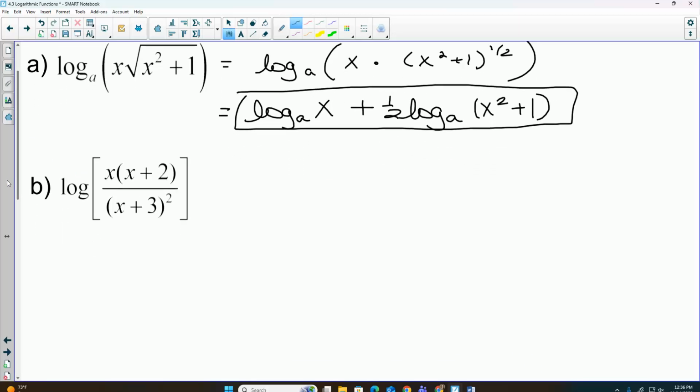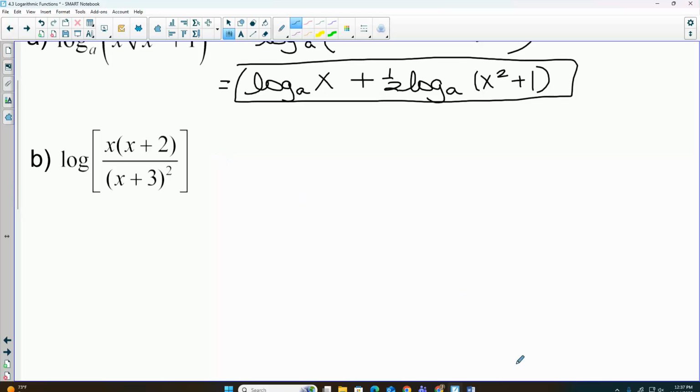All right, why don't you guys try B? There wasn't a base written on this log. That's okay. Anytime there's not a base, it's assumed to be 10. If it's not written on the original, you don't have to write it. If there is a base written, you have to carry it through. Now remember, what we're doing here is essentially breaking apart the factors, the things being multiplied or divided. So there's two things being multiplied on top, there's something being divided on the bottom. So we should have 3 different logs at the end.